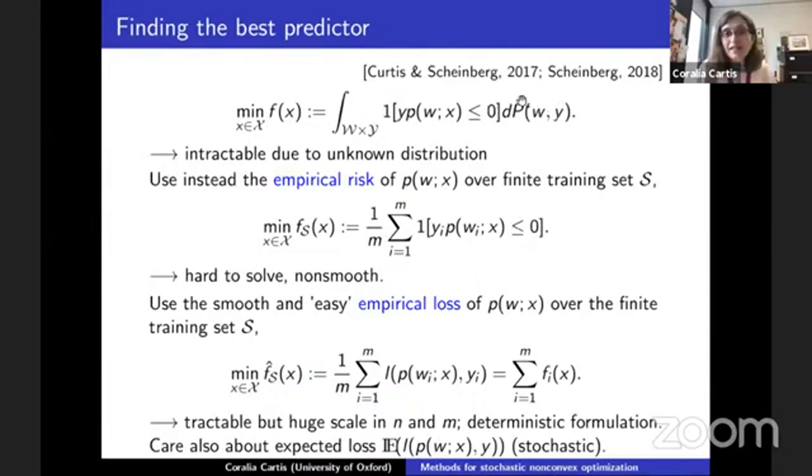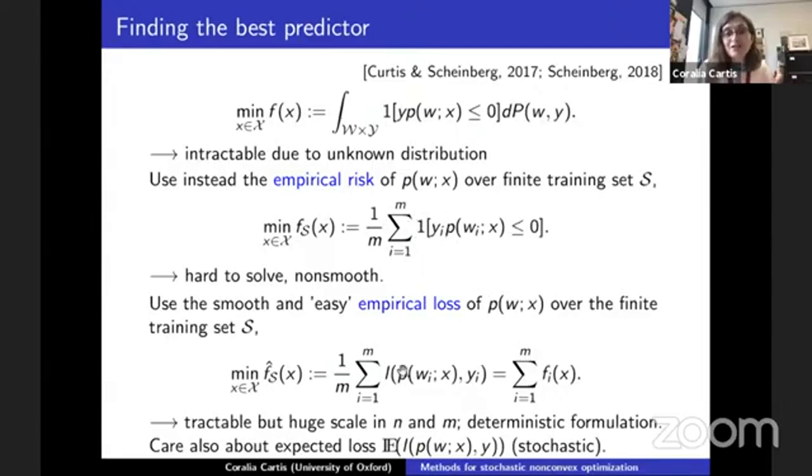But this is complicated because I may not know the distribution of my data points. So instead of doing what I would like to do, which is to solve the stochastic problem, one transforms it into an empirical risk so that one has a sum of terms here instead of an integral. Over a finite training set, so I want to minimize the number of errors I make here rather than on the whole set. However, this is a non-smooth problem because I have here an indicator function.